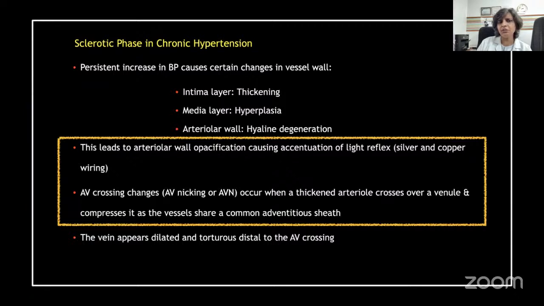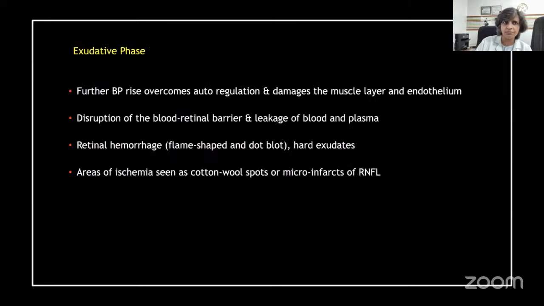Persistent increase in blood pressure, however, causes permanent changes in the vessel wall with intimal thickening, media layer hyperplasia, and overall hyaline degeneration of the arteriolar wall. This leads to opacification of the arteriolar wall, causing increased light reflex, copper wiring, silver wiring. And because this is now a thickened arteriole, it presses the vein where it passes over it in a common adventitial sheath, leading to AV nicking, AV crossing changes. So these are the sclerotic changes in chronic hypertension.